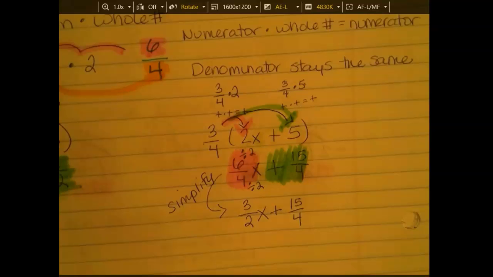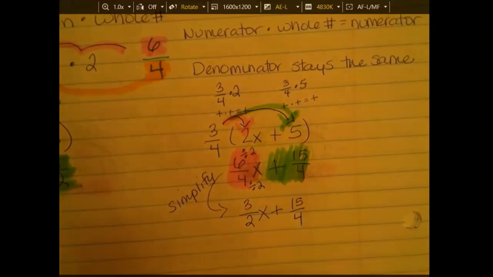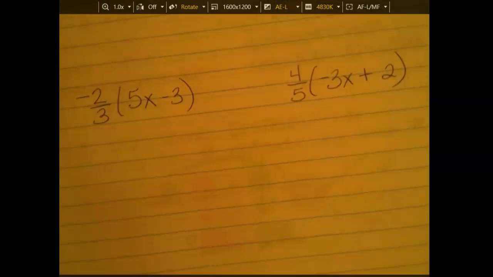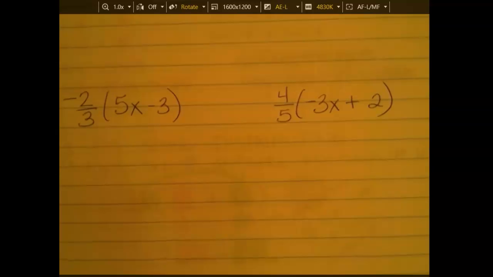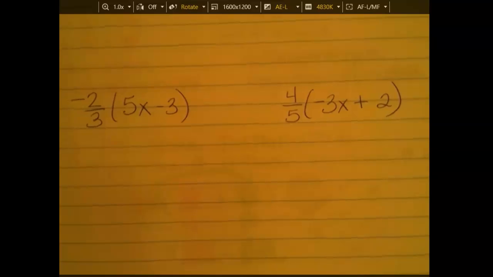We got 2 more examples and then we're done, so this is not a super long lesson. The last 2 examples here, if you want to pause and copy them down. Okay, we got some negatives thrown in so we can make sure we understand how to get that, right?